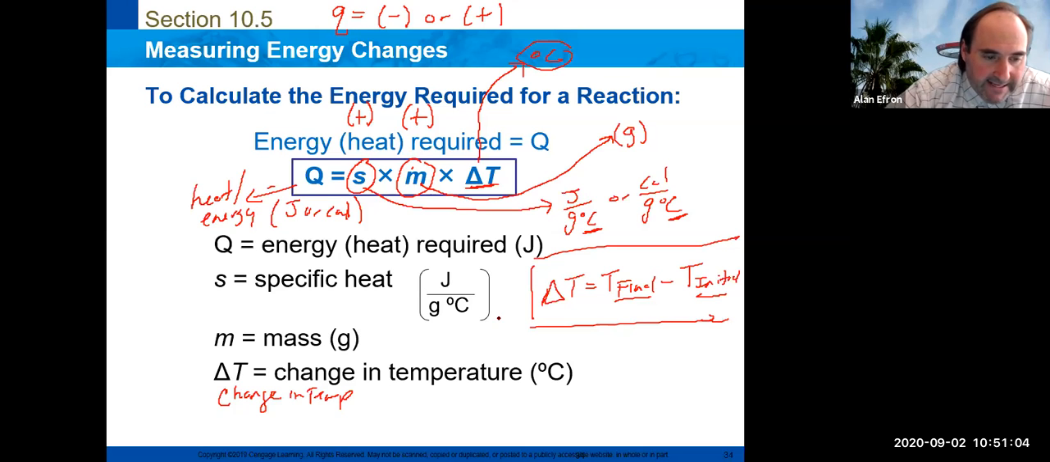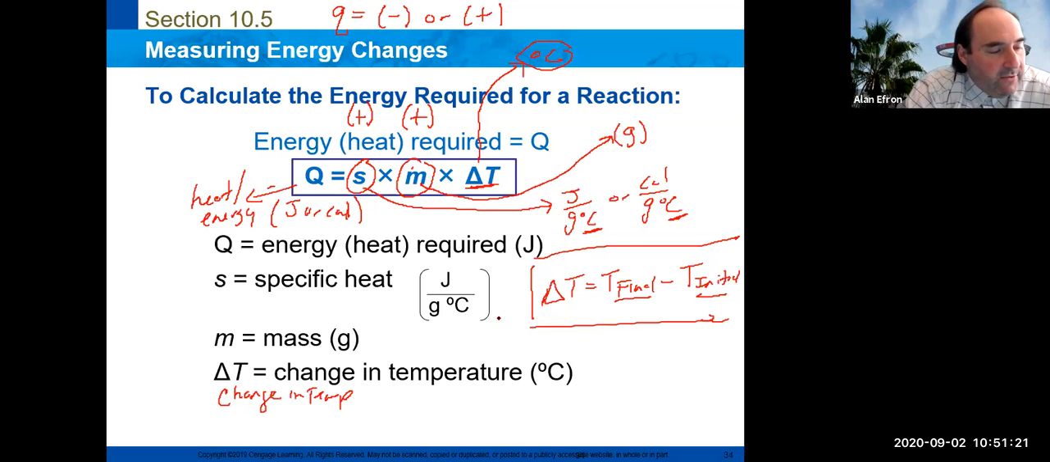So if our temperature started at 20 degrees Celsius and went to 60 degrees Celsius, the temperature increased. In order for the temperature to increase, you have to put heat and energy in, and then we will see a reflection of the temperature go up.